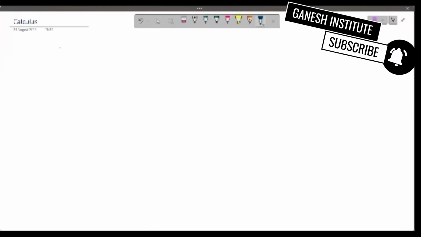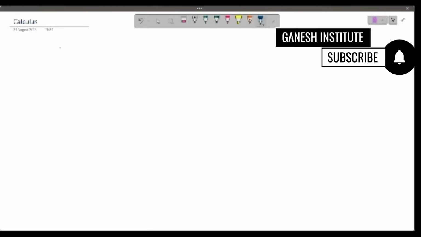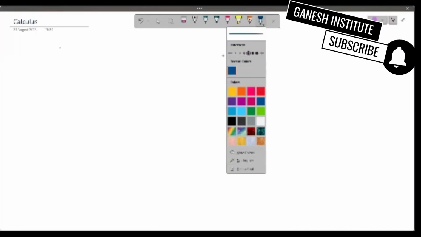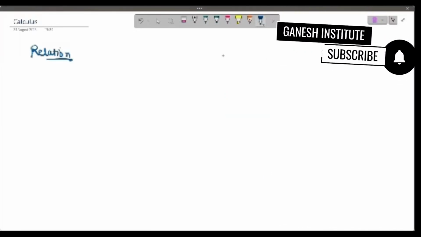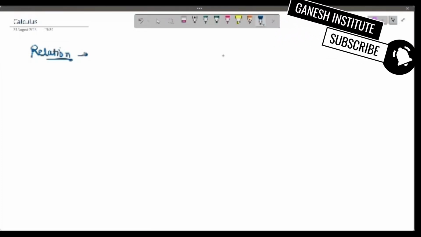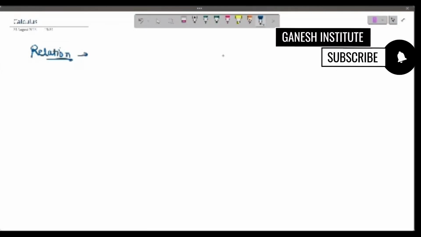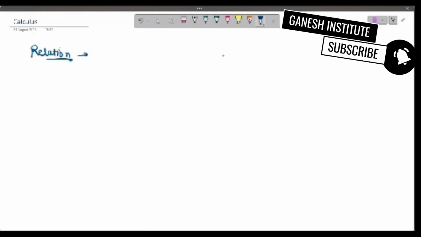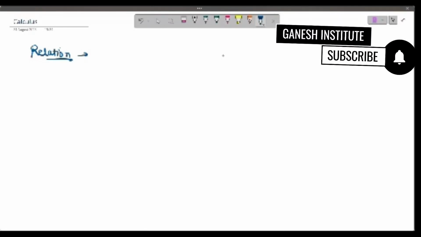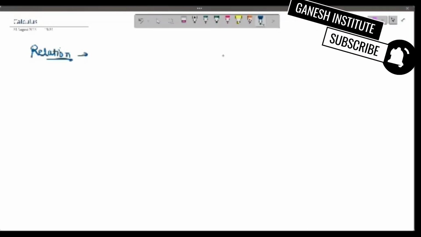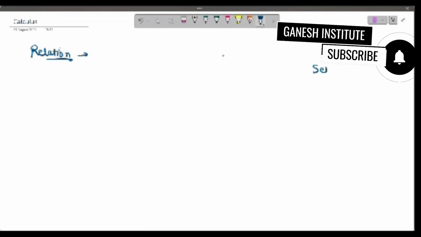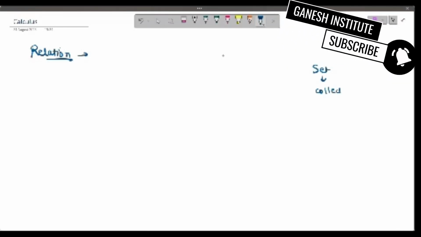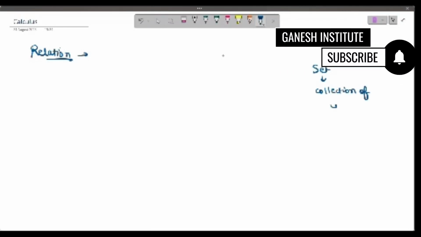You know what sets are, right? So what is a relation then? Relation to sets. I mean, sets is just when an element belongs in another, like a subset or another group. So a set is a collection of well-defined objects. This we talked about.